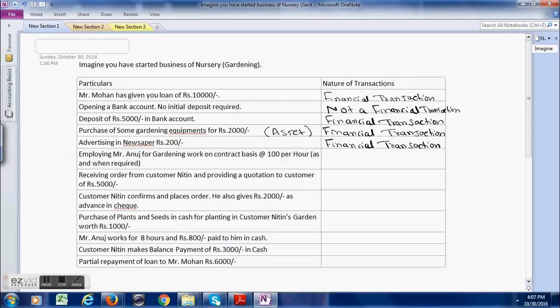Okay. Employing Mr. Anuj for gardening work on contract basis at rupees 100 per hour as and when required. So as of now you have just employed him. There is a contract which has been signed. If he doesn't work, there is no obligation for you to pay, right? There is no fixed salary which you need to pay. So there is no obligation, so it's not a financial transaction. Then receiving an order from customer Nitin. You provide him the quotation of rupees 5,000. As of now the customer has not confirmed the order. You have just provided him the quotation. So it is not a financial transaction, and there won't be any journal entry for it.